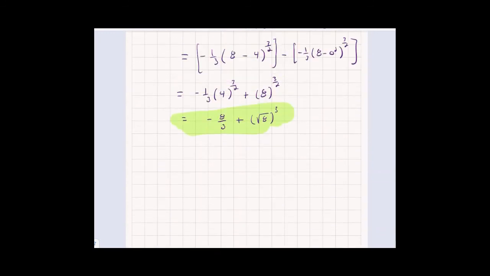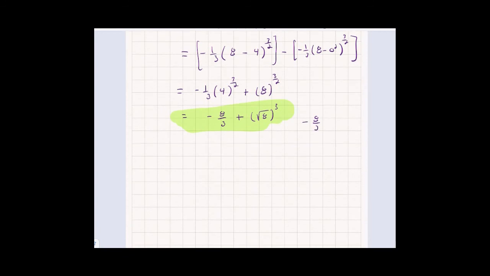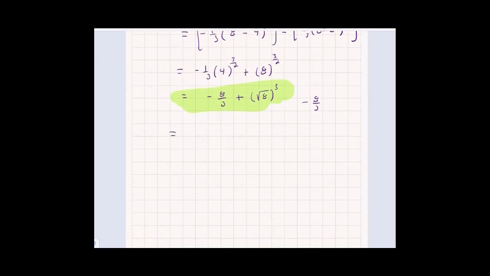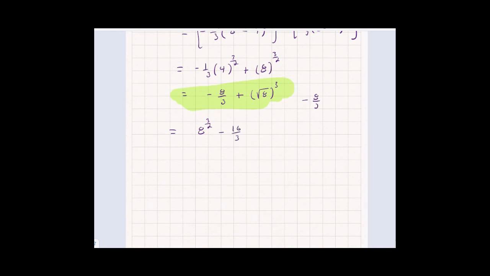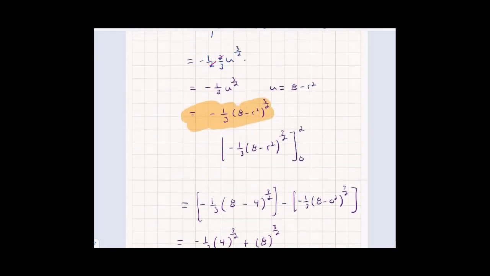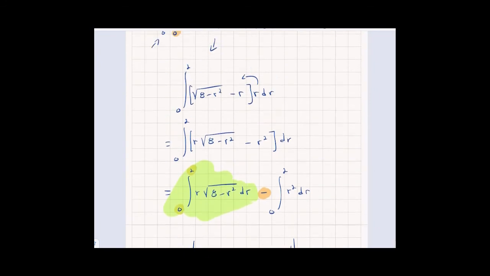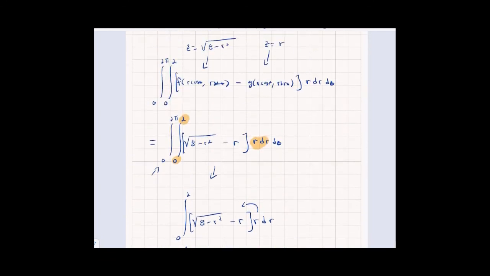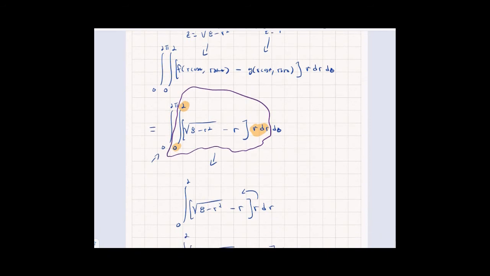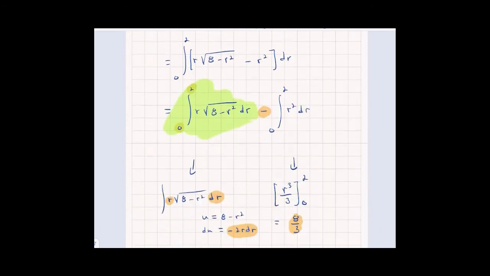So we're subtracting 8 over 3, and I'm going to end up with 8 to the power of 3 over 2. I guess we'll leave it in exponential form. Minus 2 times 8 over 3, so minus 16 over 3. That is my integral with respect to r. So that was this interior part of the thing. And now I have to integrate whatever I get out of that from 0 to 2 pi with respect to theta.